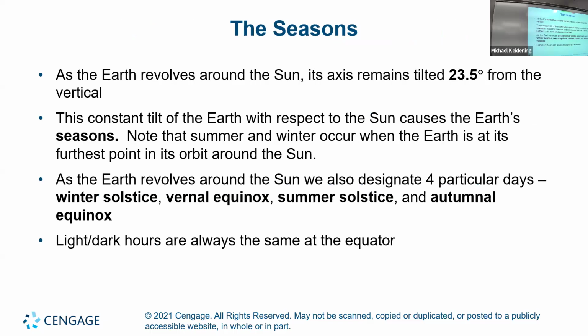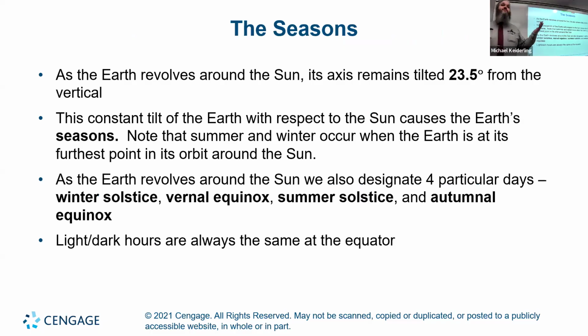So as the Earth revolves around the sun, its axis remains tilted at 23.5 degrees from vertical. And the fact that it is tilted causes the seasons. This constant tilt with respect to the sun causes the Earth's seasons.